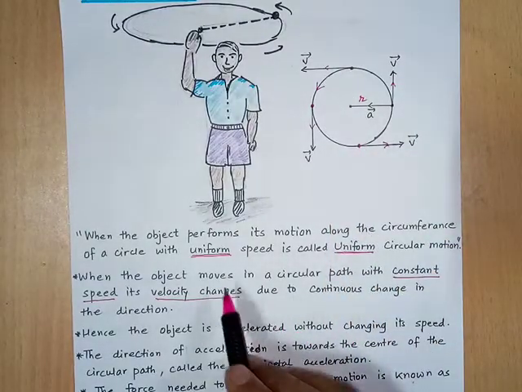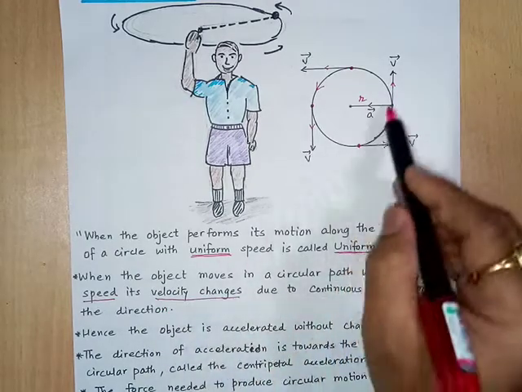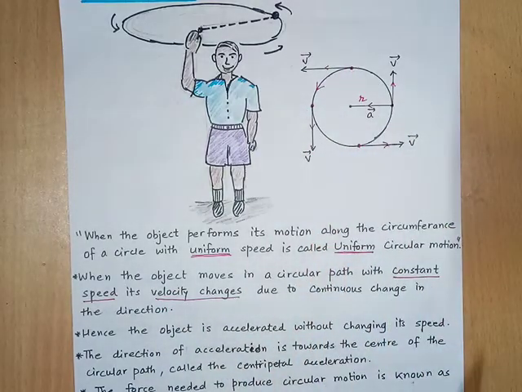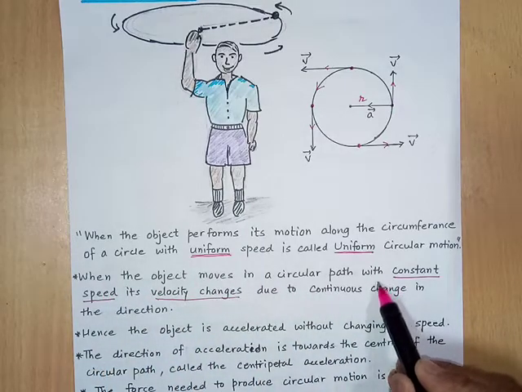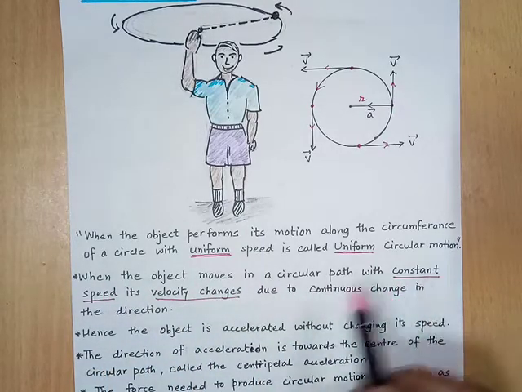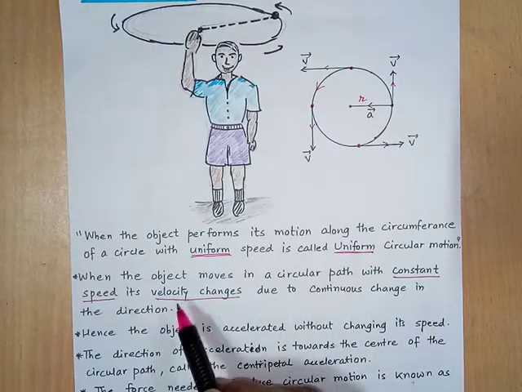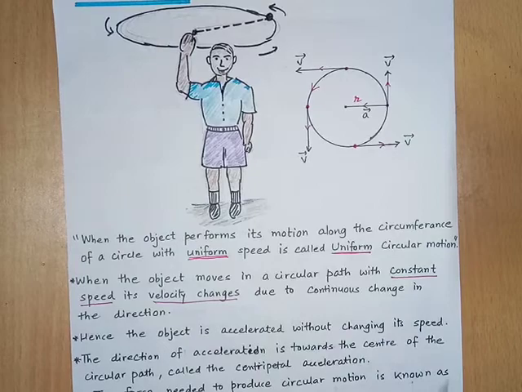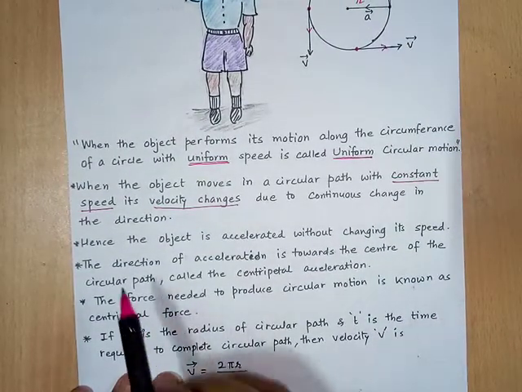So this is the big difference between the constant speed and the changing velocity at respective positions of the particle or object. That's why when the object moves in a circular path with constant speed, its velocity changes due to continuous change in the direction. This particular point is important. Let's see some other points related to circular motion.